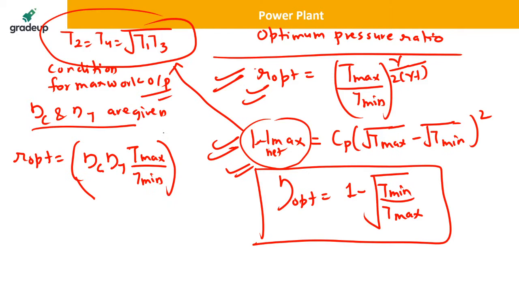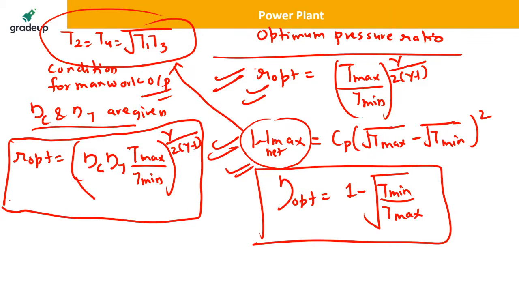That will be multiplied by power gamma over 2 gamma minus 1. This will become the formula. If the compressor and turbine isentropic efficiency is given, then the optimum pressure ratio will be given by this formula. Clear, everyone? Is it clear to everyone? These are some important formulas that will be required for solving the questions for the Brayton cycle.